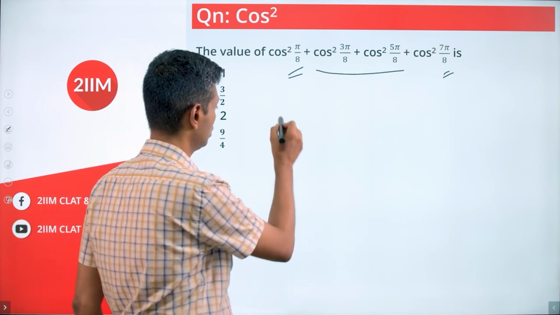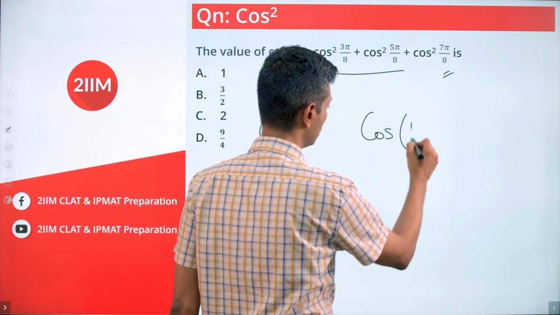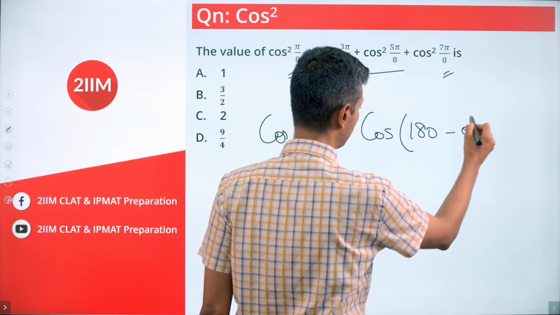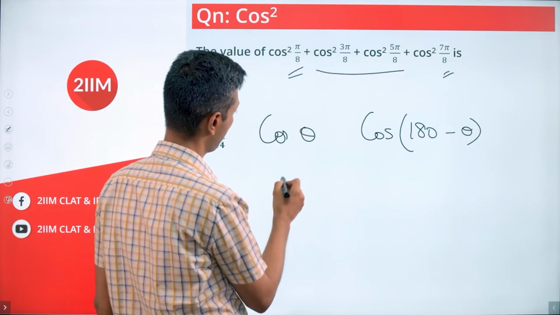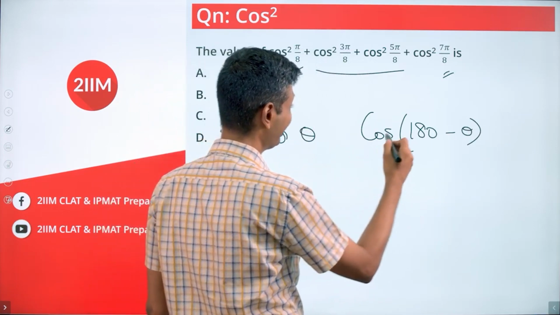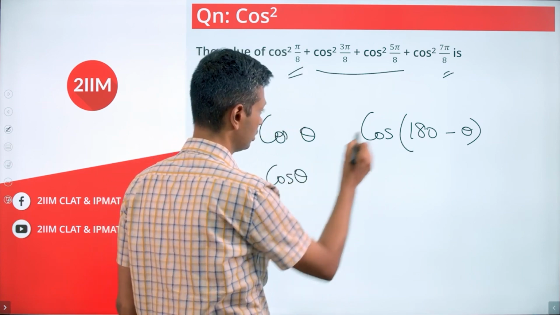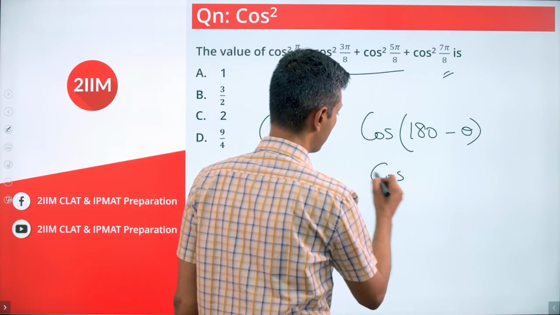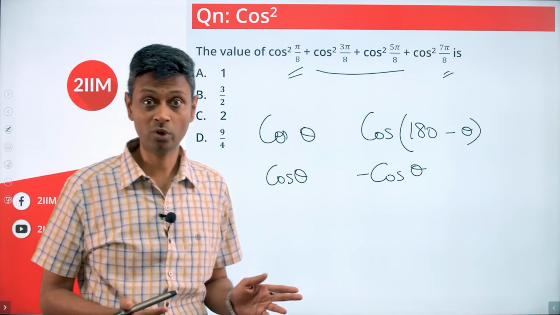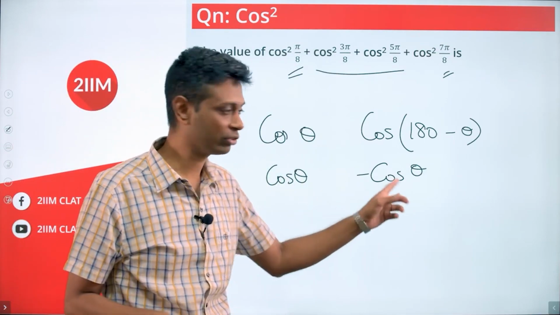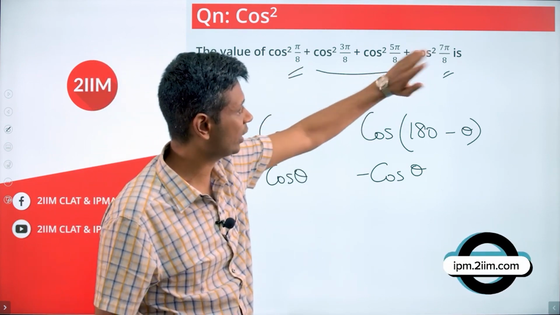Now think about this. Think about cos theta and cos of 180 minus theta. If cos theta, cos of 180 minus theta is going to be in the second quadrant. So this is cos theta, and this is going to be minus cos theta. All Silver Tea Cups: the second quadrant is going to be negative. Cos is going to be minus cos. So cos square 5 pi by 8 is the same as cos square 7 pi by 8.